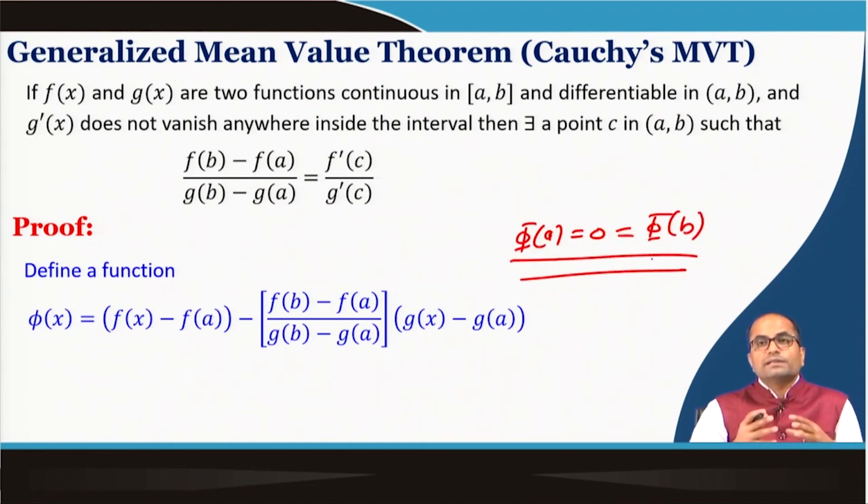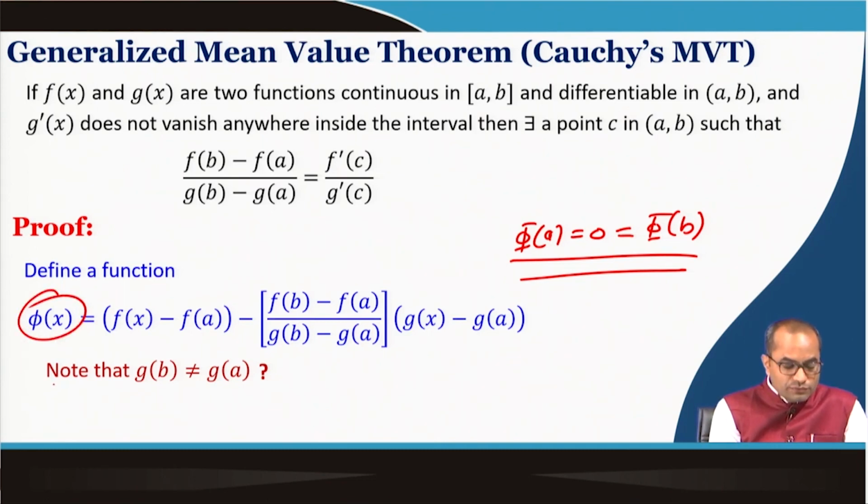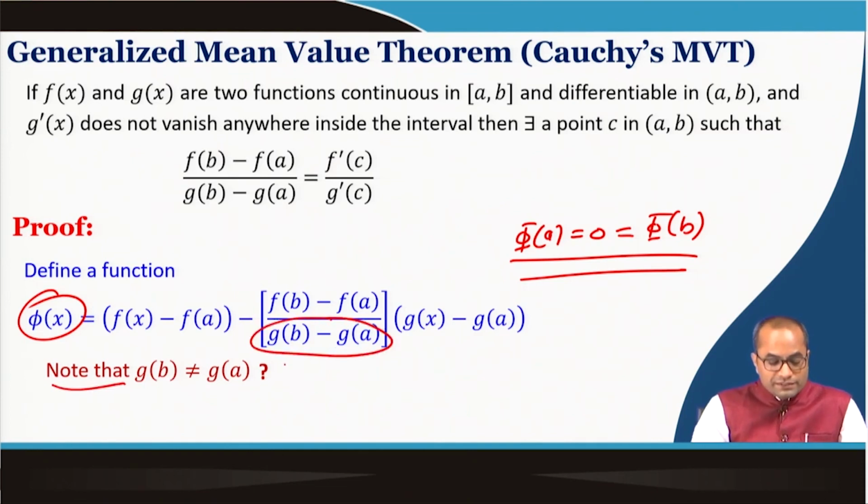So, that third condition of Rolle's theorem is also met, and then we can apply Rolle's theorem here for this function, and we will get the conclusion. Again, something to note down: g(b) minus g(a) are not equal, because if they are equal, this phi(x) will not be defined, which we also have to consider. The function has to be defined.